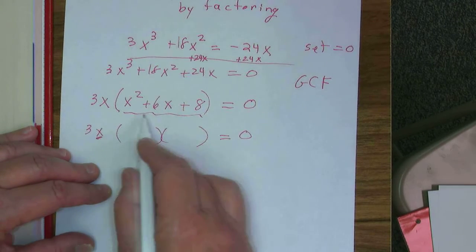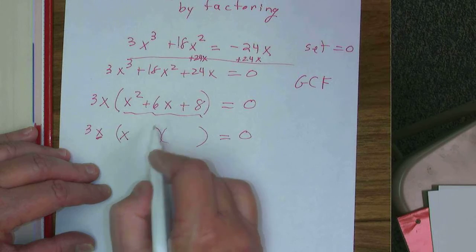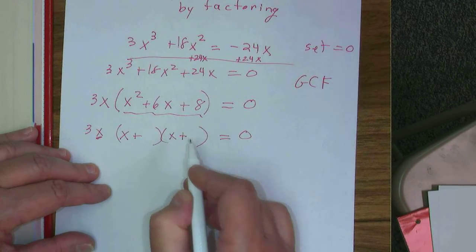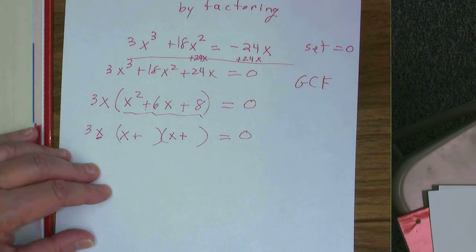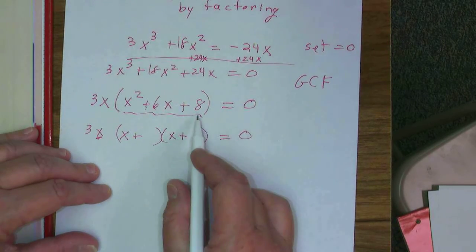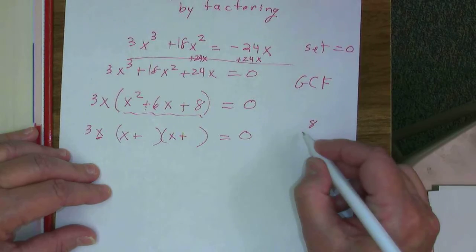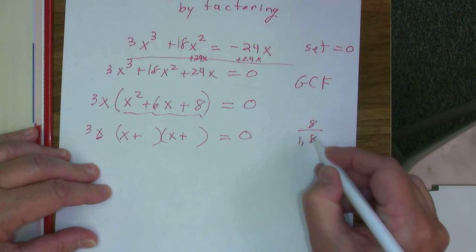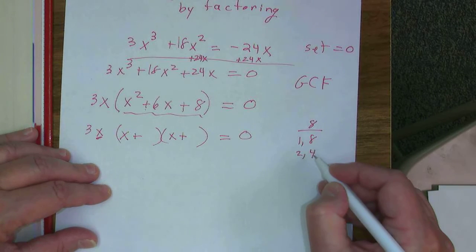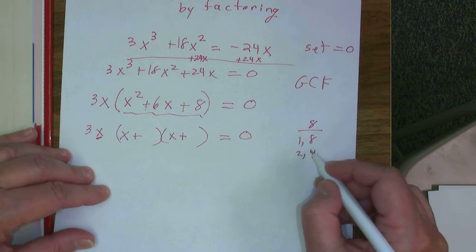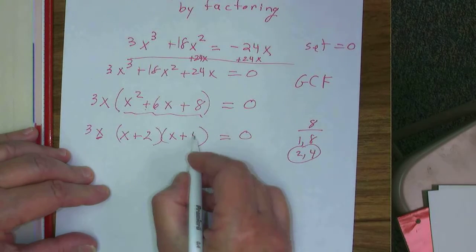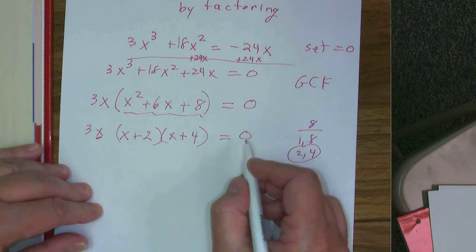So we are factoring this. Should be an x plus and an x plus, because the last number is plus and the middle one is plus. I need a sum, just to remind you, that's 6. 1 and 8, 2 and 4. So it's 3x times x plus 2 times x plus 4 equals 0.